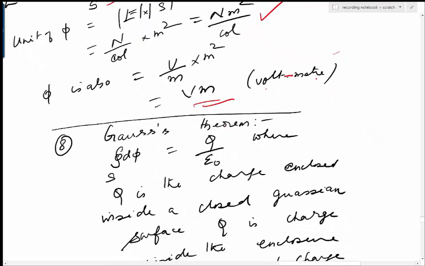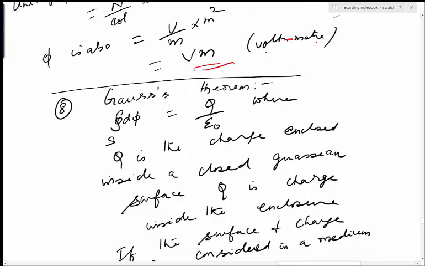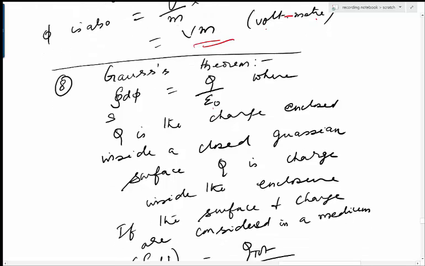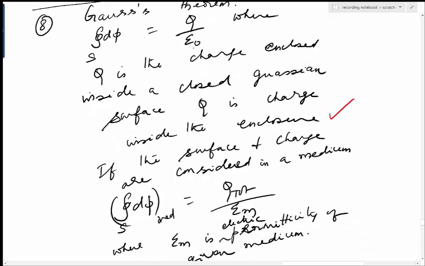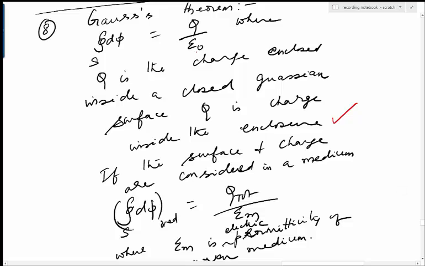Remember that. Gauss's theorem: integral of d phi equals q by epsilon naught, where q is the charge enclosed inside a Gaussian surface. That is, q is the charge inside the enclosure.